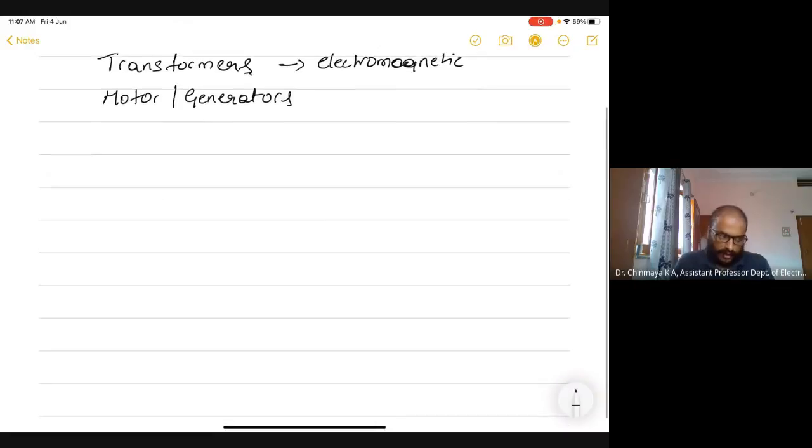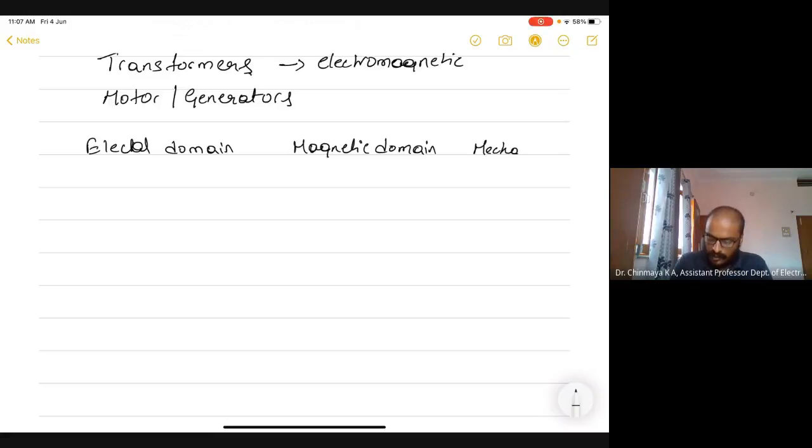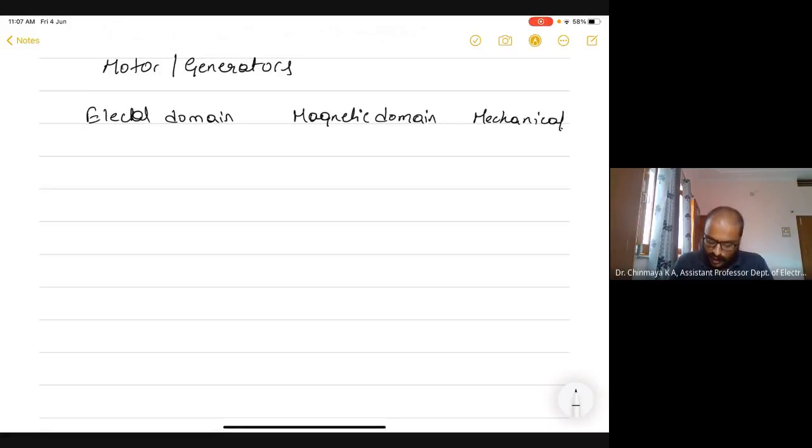So we have the electrical domain, the magnetic domain, then the mechanical domain. The study of the conversion of energy between the electrical domain and the magnetic domain is electromagnetics.